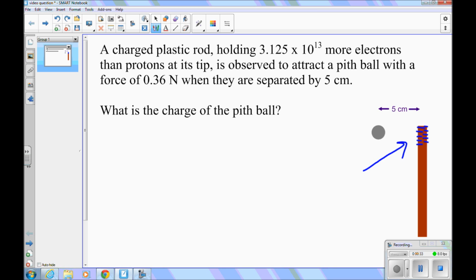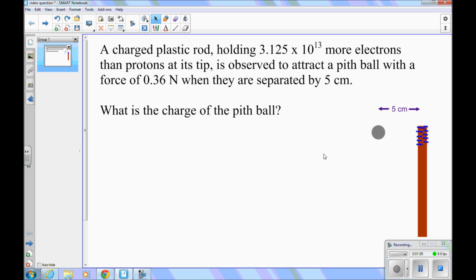I've already charged it. Maybe I rubbed it on some fur or something, but that's already been done. And we can see that that gave it 3.125 times 10 to the 13 more electrons than it has protons by that process where I rubbed it on some fur. So I'm looking for how much charge the pith ball has, having measured what force they pushed each other with, or sorry, they didn't push, they pulled each other. I can tell because I used the word attract there.